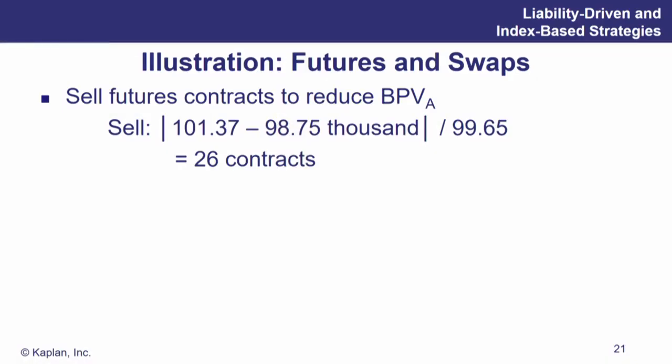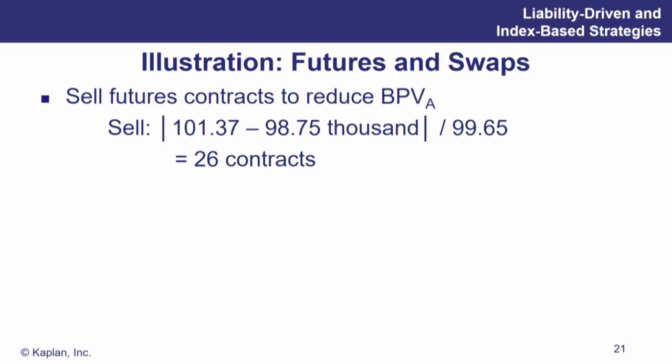How do you use futures? When you buy a contract, it's more exposure to the bond market. It's raising duration. When you sell a bond contract, it's less exposure to the bond market. It's lowering duration. We must sell bond contracts. Calculate the size of the gap, divide it by the BPV of the future. That is the number of bond contracts you need to sell. Sell 26 contracts. Always round to the closest whole number.